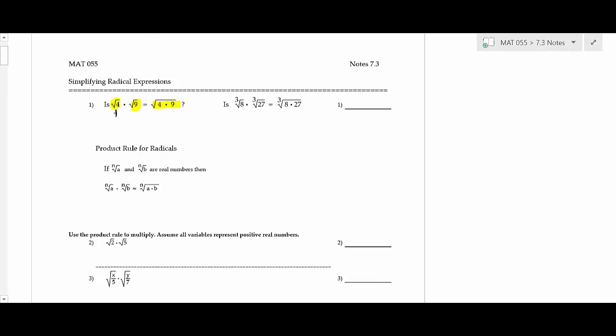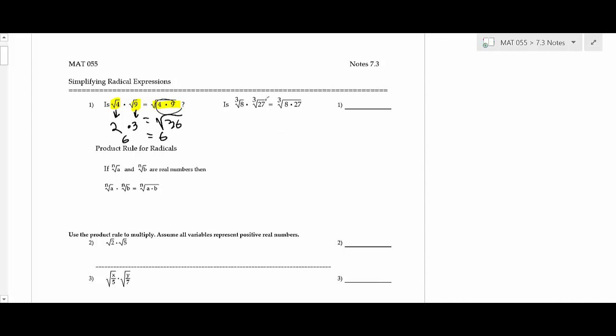So let's do this. Square root of 4 would be 2. Square root of 9 would be 3, so 2 times 3 would be 6. Agreed? Okay. Well, if you do this, this would be the square root of 36, right? So if you did the 4 times 9, what's the square root of 36? 6 also, so it works. And it turns out that it works for all radicals.